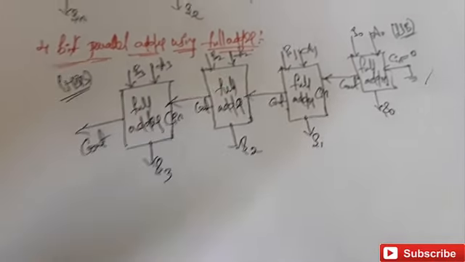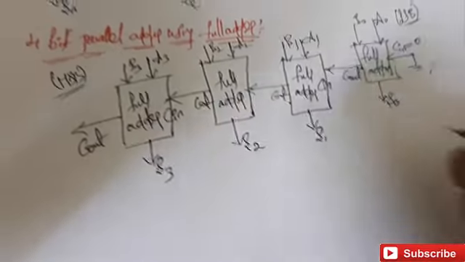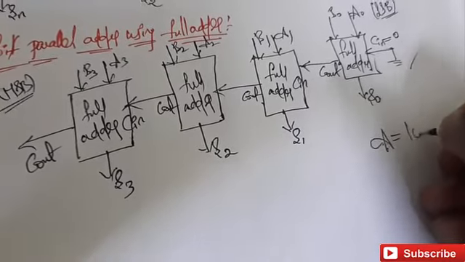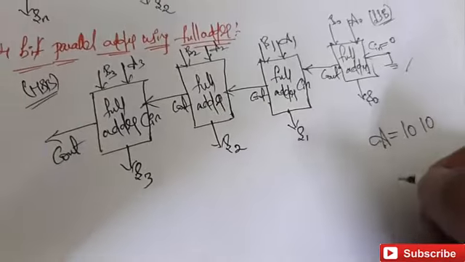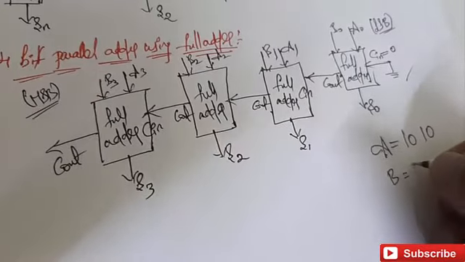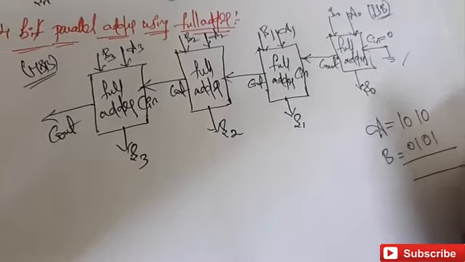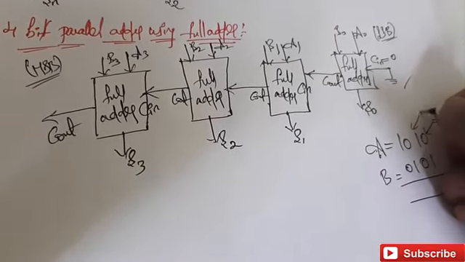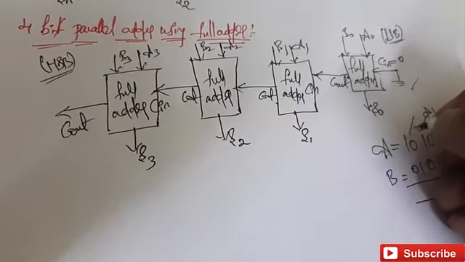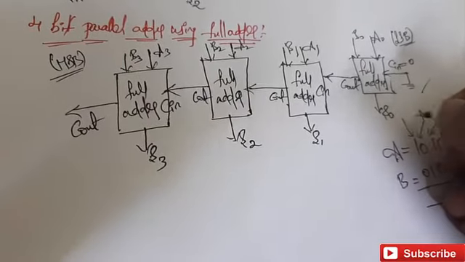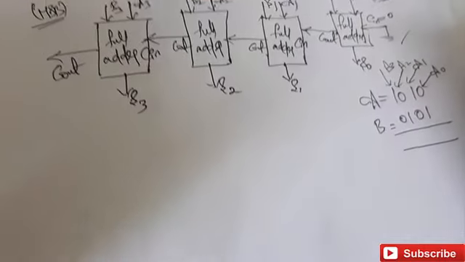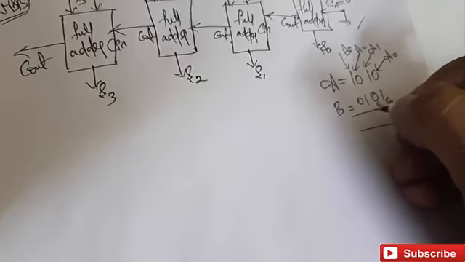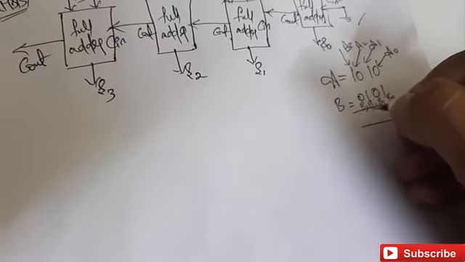Here, if you want to take a simple example, if you take A equal to 1 0 1 0 and B equal to 0 1 0 1, this will become the A0, this will become the A1, this will become the A2, this will become the A3, and here this will become the B0, B1, B2 and B3.